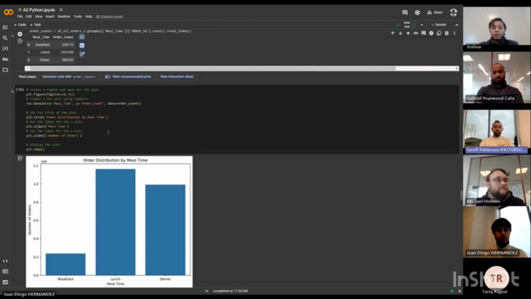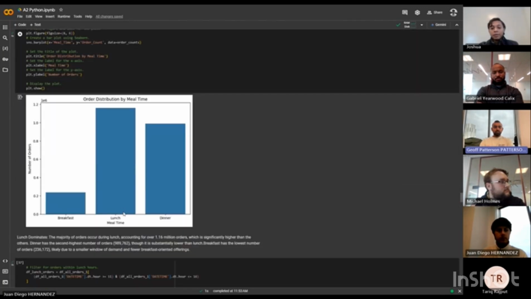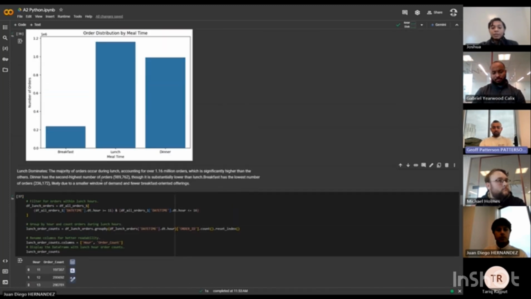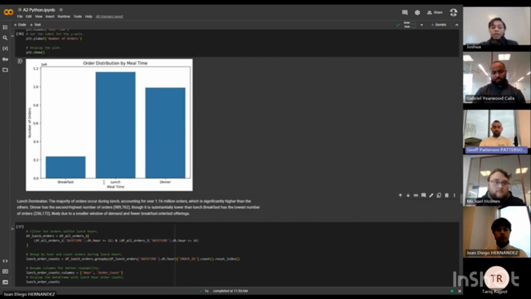The majority of orders occur during lunch, accounting for over 1.16 million orders, which is significantly higher than the others. Dinner has the second highest number of orders, over 900,000, though it is substantially lower than lunch. Breakfast has the lowest number of orders, over 200,000, likely due to a smaller window of demand and fewer breakfast-oriented offerings.